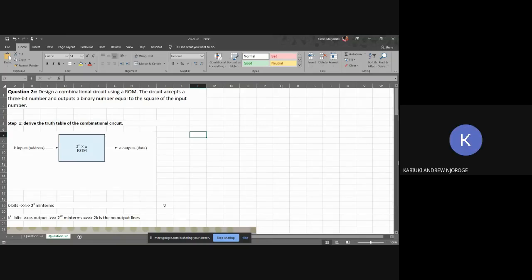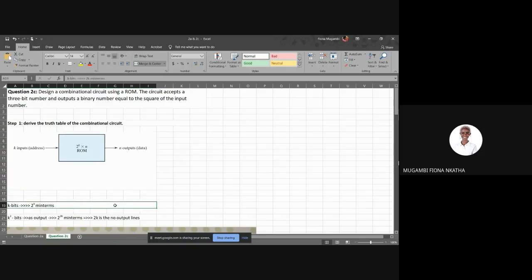Okay. So step 1, you first need to derive the truth table for a combinational circuit. A block diagram of a ROM looks like this. There are k inputs, and then 2 power k is the word times n, which is the output. So if there are 3 inputs, it's 2 to the power 3 times n outputs, depending on how many outputs you've been told are required. So this 2 power k thing is a word.